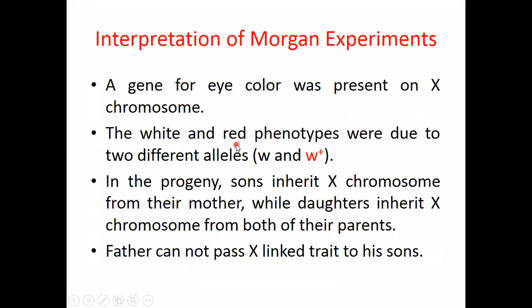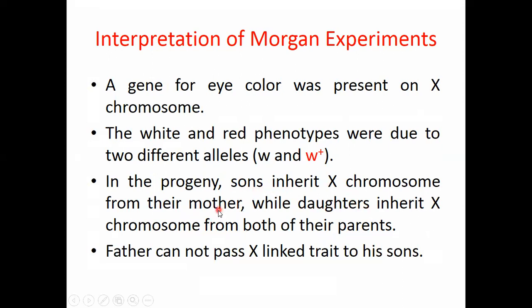For the red, the W plus gene is present, and plus basically indicates the wild type phenotype, and the wild type phenotype is always normal, while W indicates the white eye color, that is a mutant eye color. In the progeny, sons inherit the X chromosome from their mother, while daughters inherit the X chromosome from both of their parents.